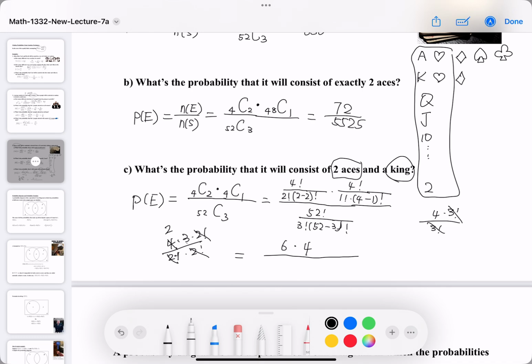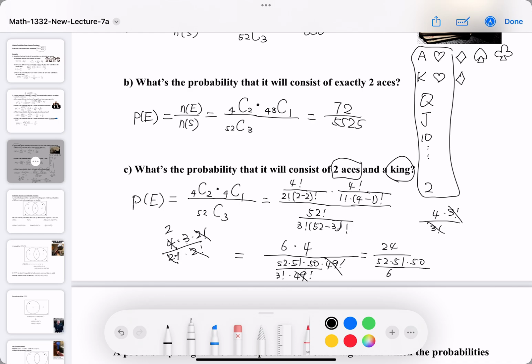Okay, how about the bottom? Let me slow down the pace. We have 3 factorial multiplied by 49 factorial. The top is 52 times 51 times 50 times 49 factorial. Do the cancellation. The top is 24. The denominator, 3 factorial is 6, or 3 times 2 times 1, so 6, and 52 times 51 times 50.